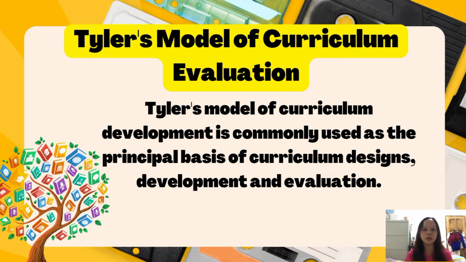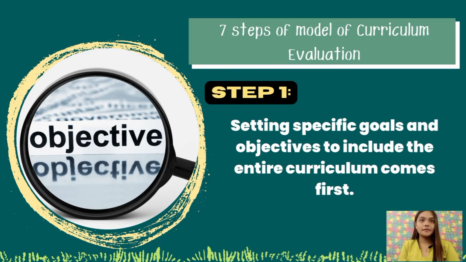To sum it up, the Tyler model is an objective-centered model and focuses on evaluating four components of curriculum, which are purposes, experiences, methods, and evaluation. There are 7 steps for evaluating curriculum.